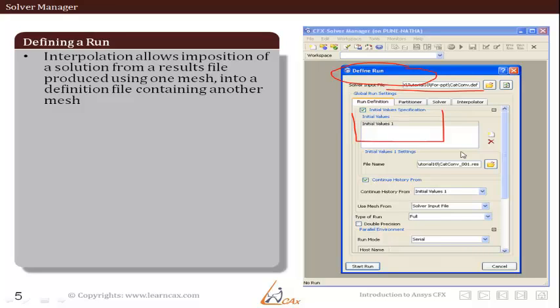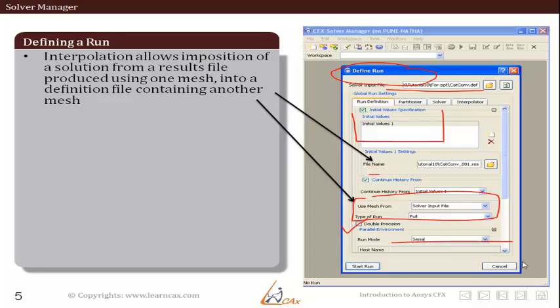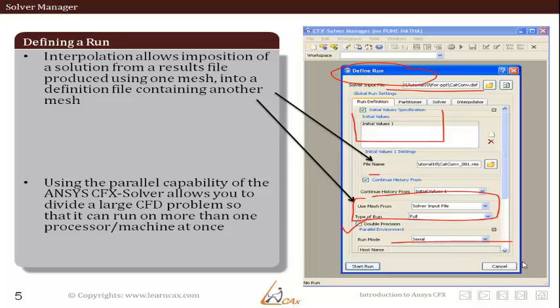The next input is where to get the mesh from. Usually it is the solver input file. After that we can specify the type of run, whether we want to use single or double precision, and which run mode we want to use, serial or parallel. Using the parallel capability of the ANSYS CFX Solver, we can divide a large CFD problem so that it can be run on more than one processor or machine at once.